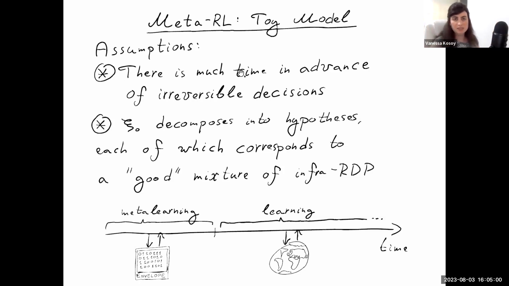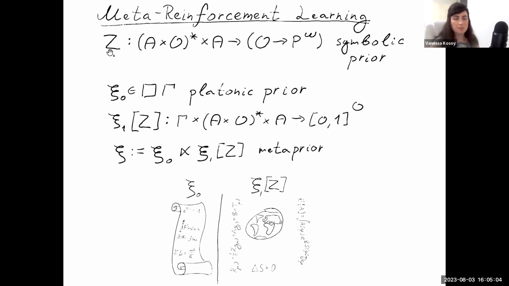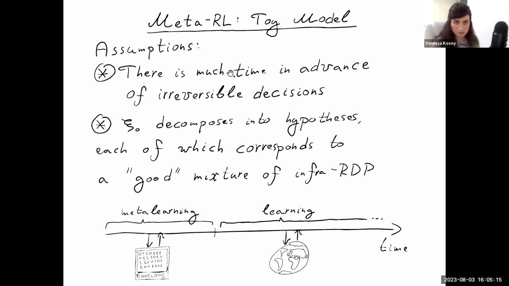And when I say much time, it's much time relatively to how much time it takes to actually sample this prior. So this is an actual program, so it takes some time to run. Let's suppose that I have enough time in advance that I can run this program on many different inputs and see how it behaves.